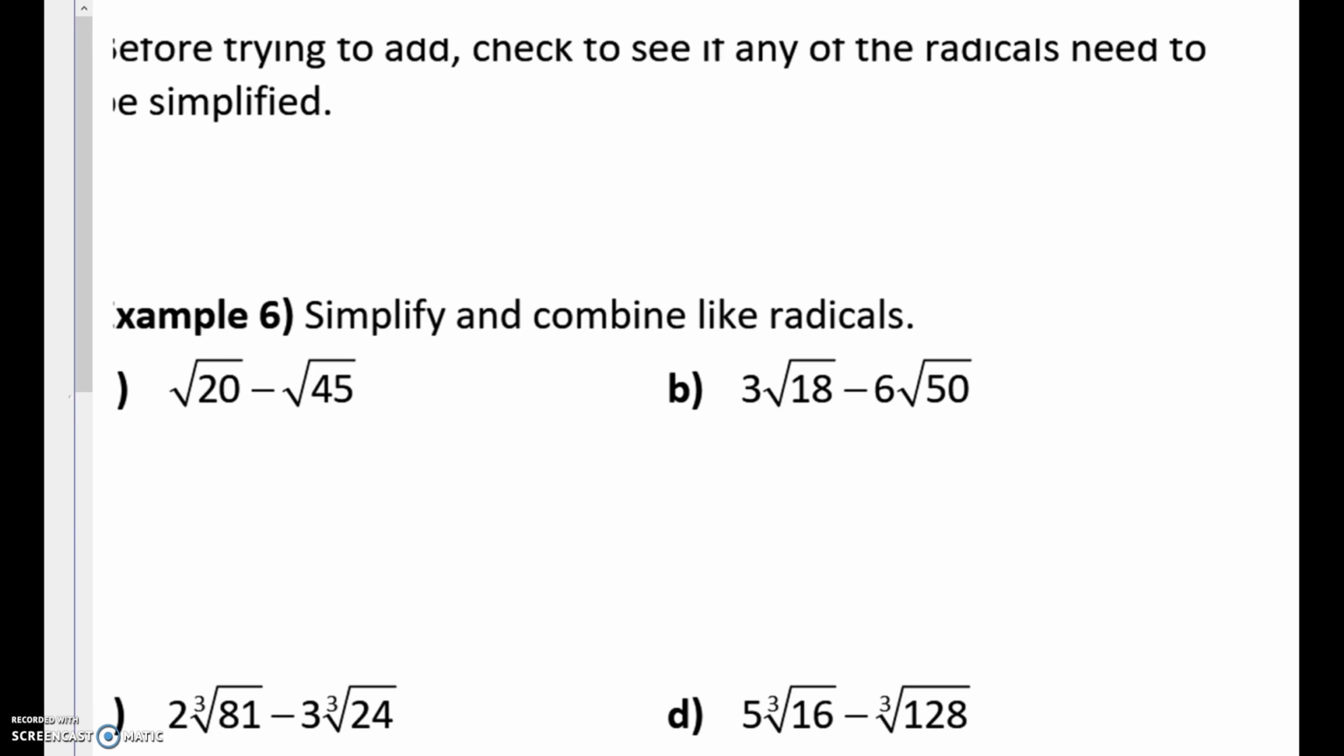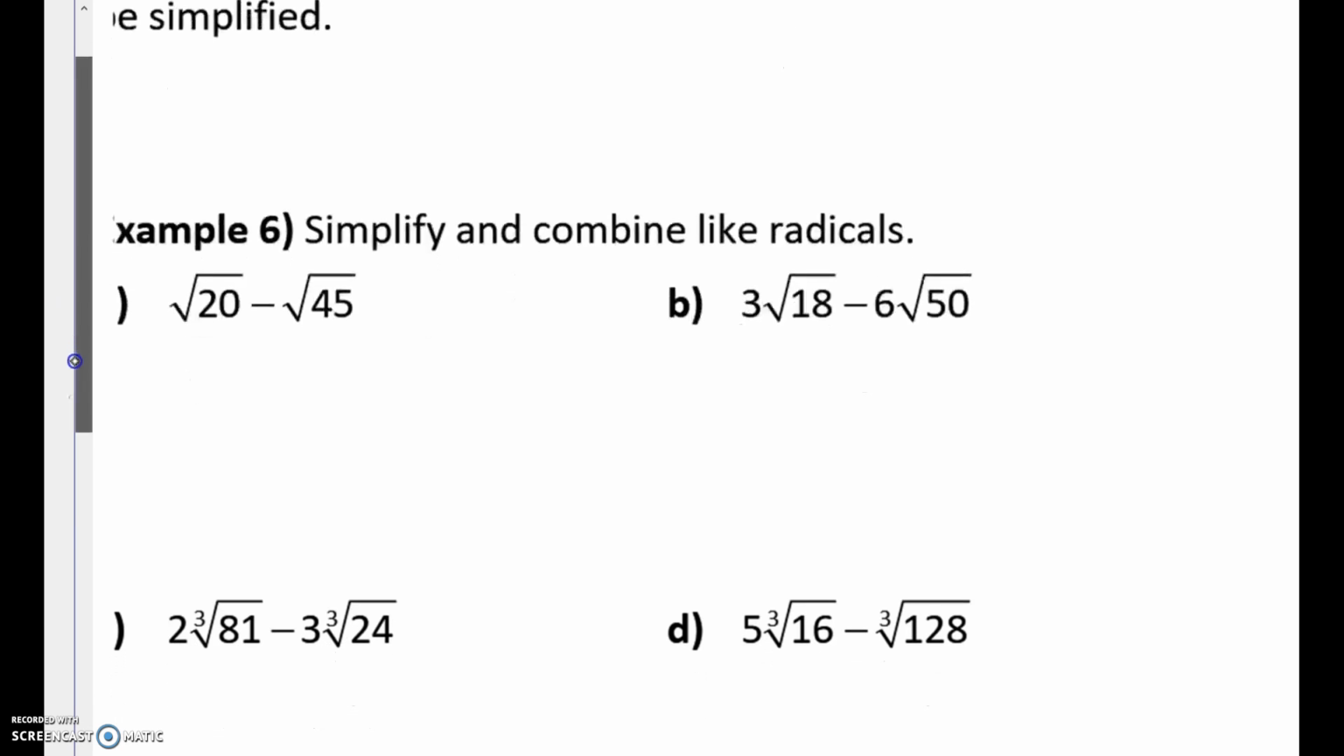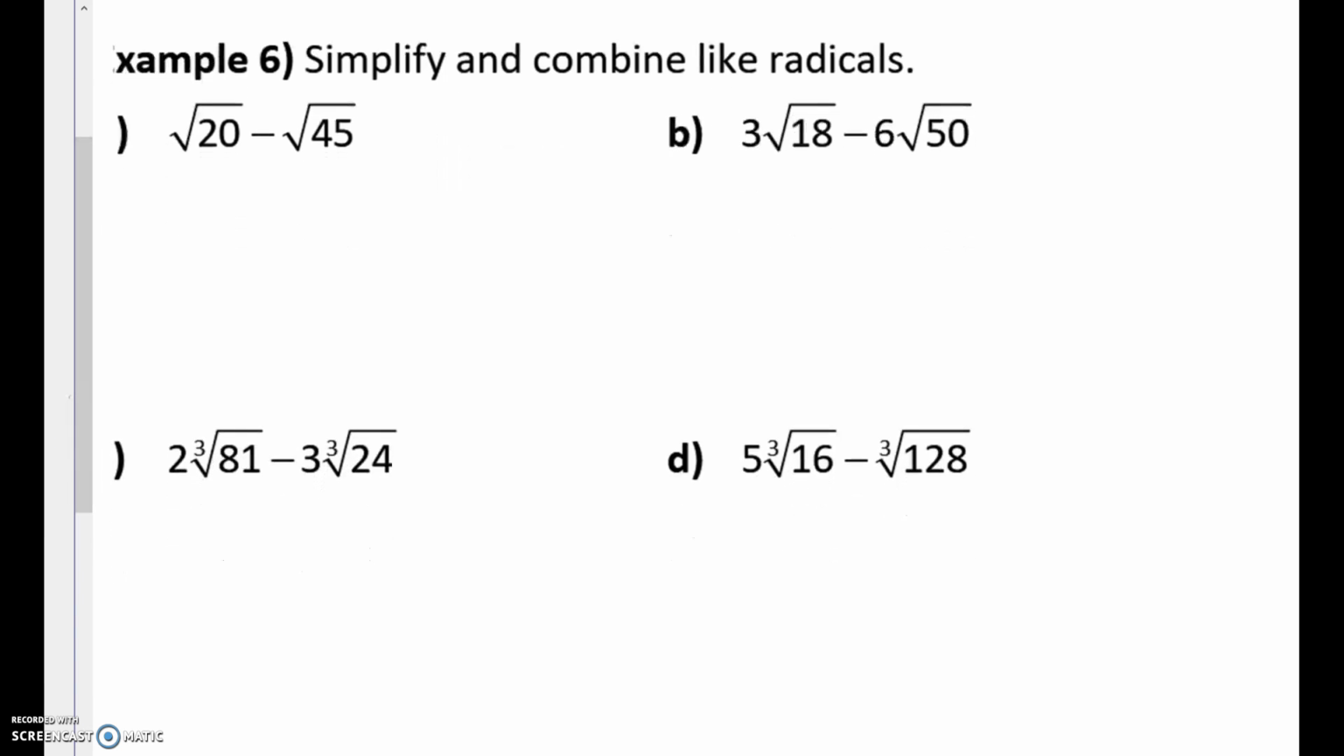So before we try to combine our radicals, we always have to check to make sure that our radicals are already in simplest form. So here, the square root of 20 is really 4 times 5, so 2 root 5, minus, here, 45 is really 9 times 5, which pops out as 3, so I get 3 root 5. So here, 2 root 5 minus 3 root 5 equals negative root 5, negative 1 root 5. And again, when we first looked at it, it didn't look like it had like radicals, but when I simplify it, they became like radicals.